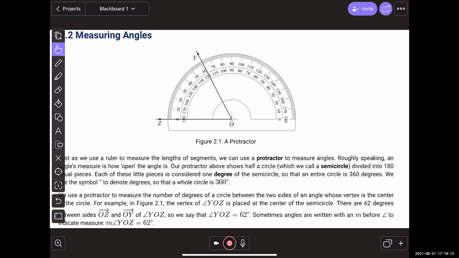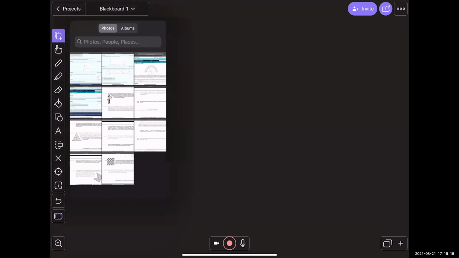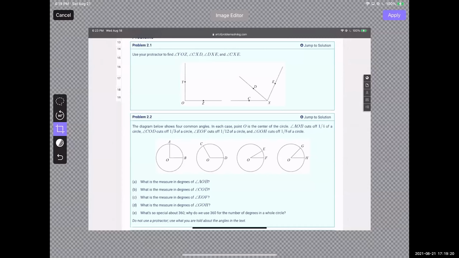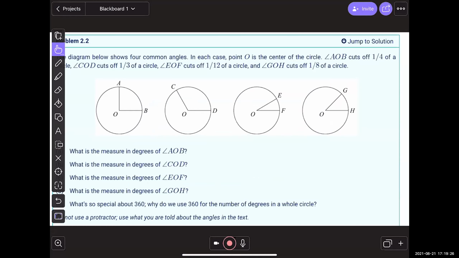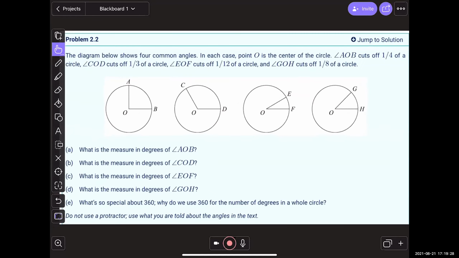Okay, so with that, let's just go ahead and skip over this and move straight on into some of these questions, right? Question 2.1 just has you using that protractor, but 2.2 here is a little bit different. One of the things that you learn about a circle is that a full circle has 360 degrees in that circle. Now, why is it that we use 360 degrees?